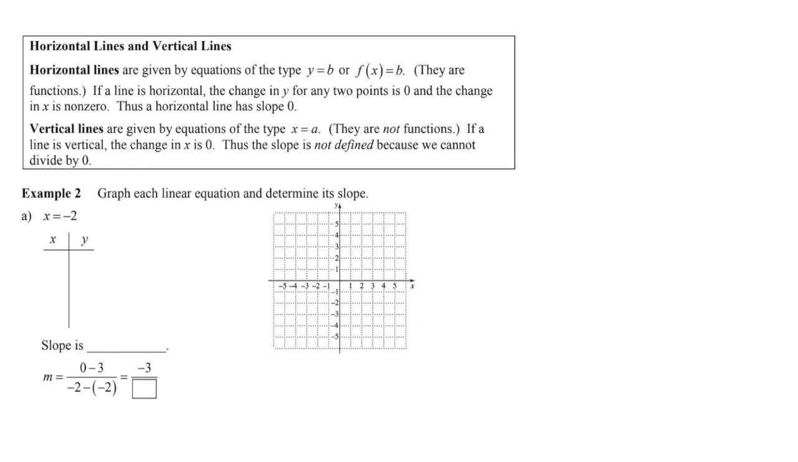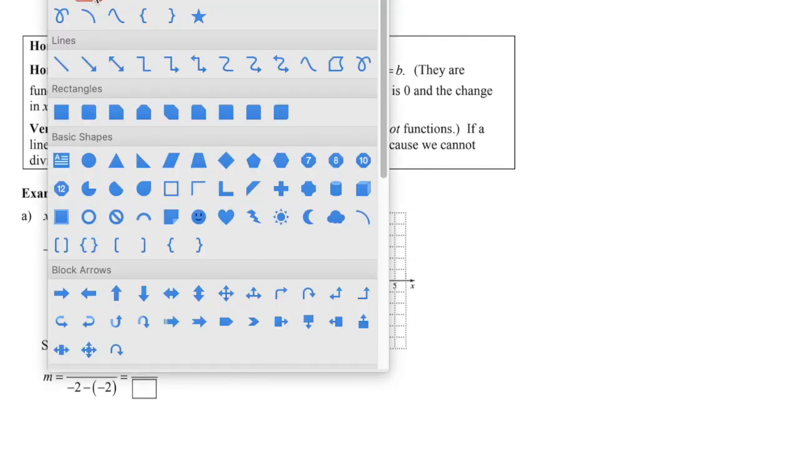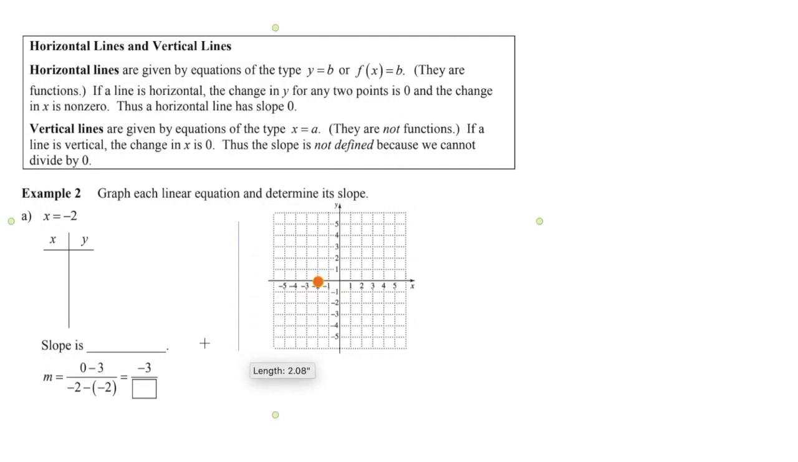Let's take a look at what this might look like. Here is our line x equals negative 2. It doesn't matter which value of y I choose, my value of x will always be negative 2. So when I insert a line, no matter which point I choose, x is always going to be negative 2. So our slope is undefined. By choosing two points, I can see that I'll end up simplifying to 0 in my denominator, and that my slope is undefined.